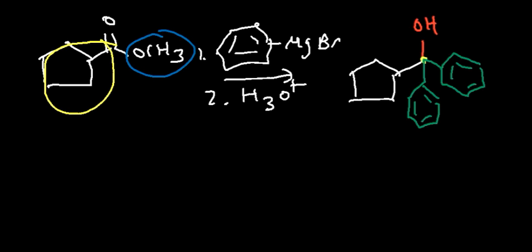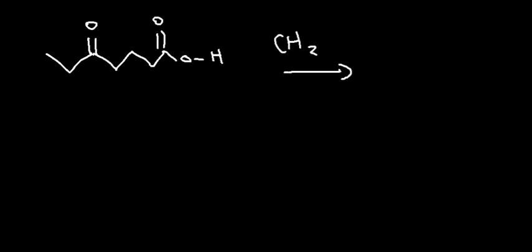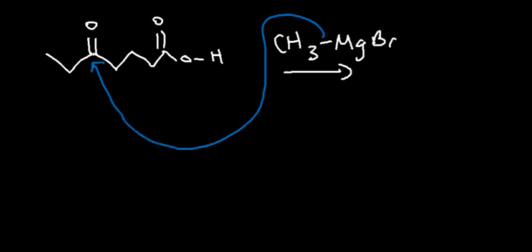So now let's say we have a ketone and a carboxylic acid on the same molecule. What's going to happen if we add a Grignard reagent to it? The Grignard reagent can act as a base or a nucleophile. As a nucleophile, it can go for the ketone and attack a carbon atom. But as a base, it can grab a hydrogen. So what is it going to do? Act as a nucleophile or as a base?